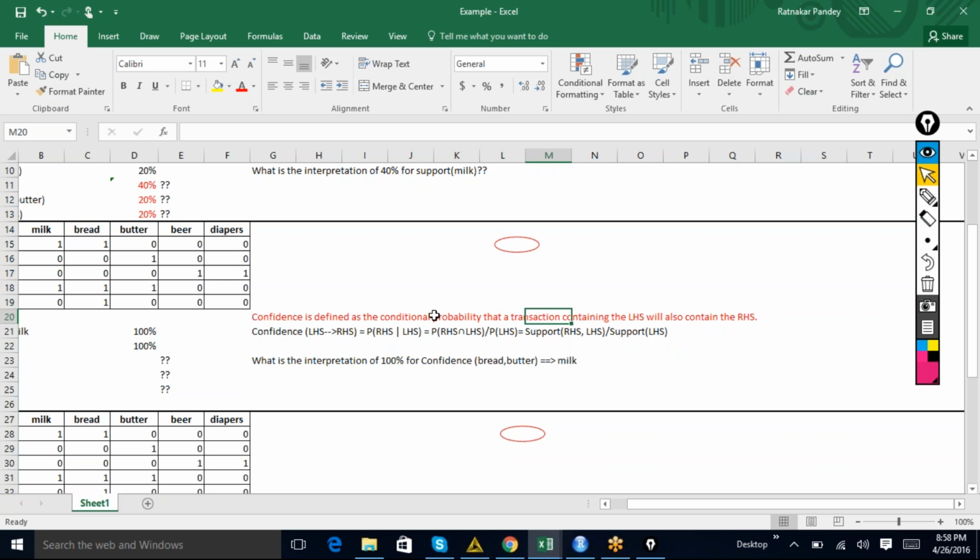Any examples of the conditional probability that you can give? Any examples, guys, where you see conditional probability happening?